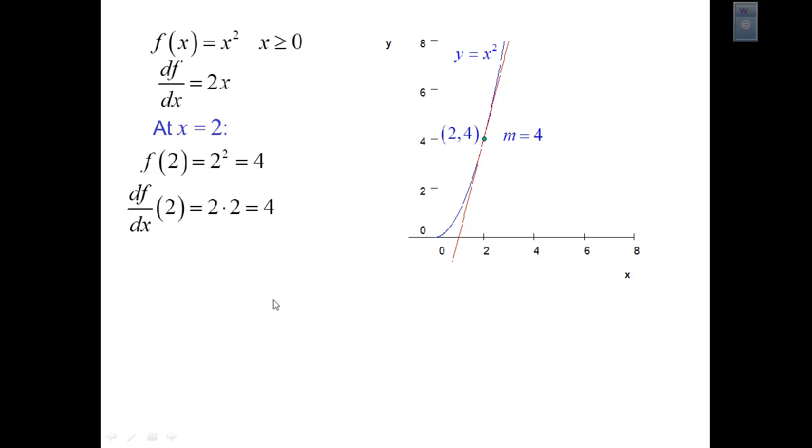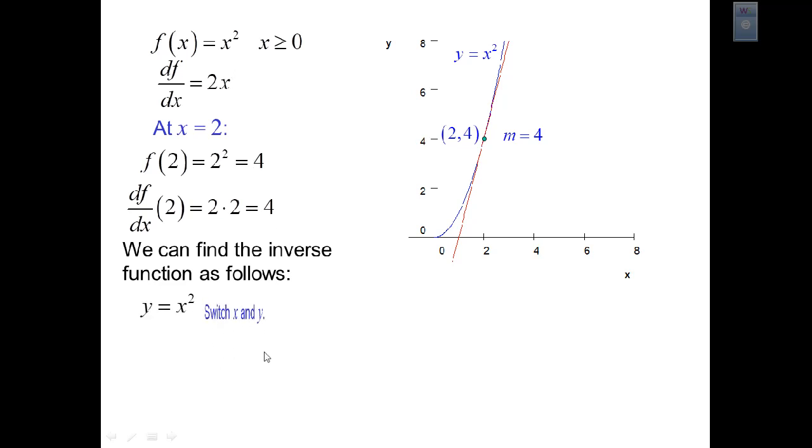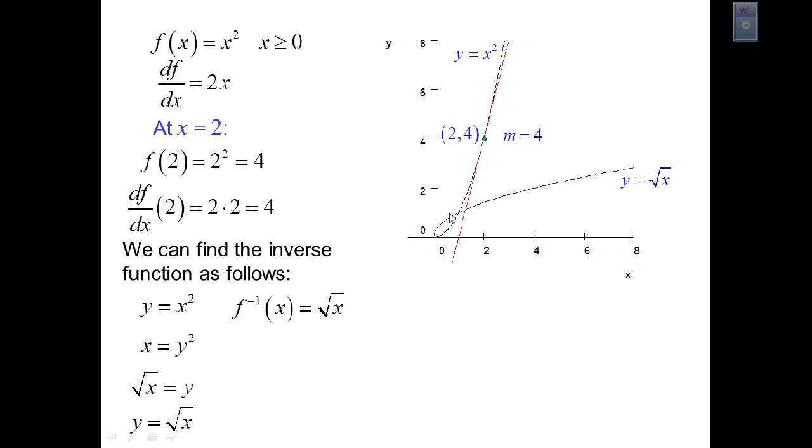Now, if we did the inverse of this thing, if you remember how to find the inverse, you're going to think of this as y equals x squared. You're going to swap your x and your y, and then you're going to solve for the new y. So you end up with y equals the square root of x. So my inverse of the function is the square root of x. So there's the graph of it. Now remember, with an inverse, the corresponding point on the inverse of the point 2, 4 is switching the x and the y, so it's at 4, 2.